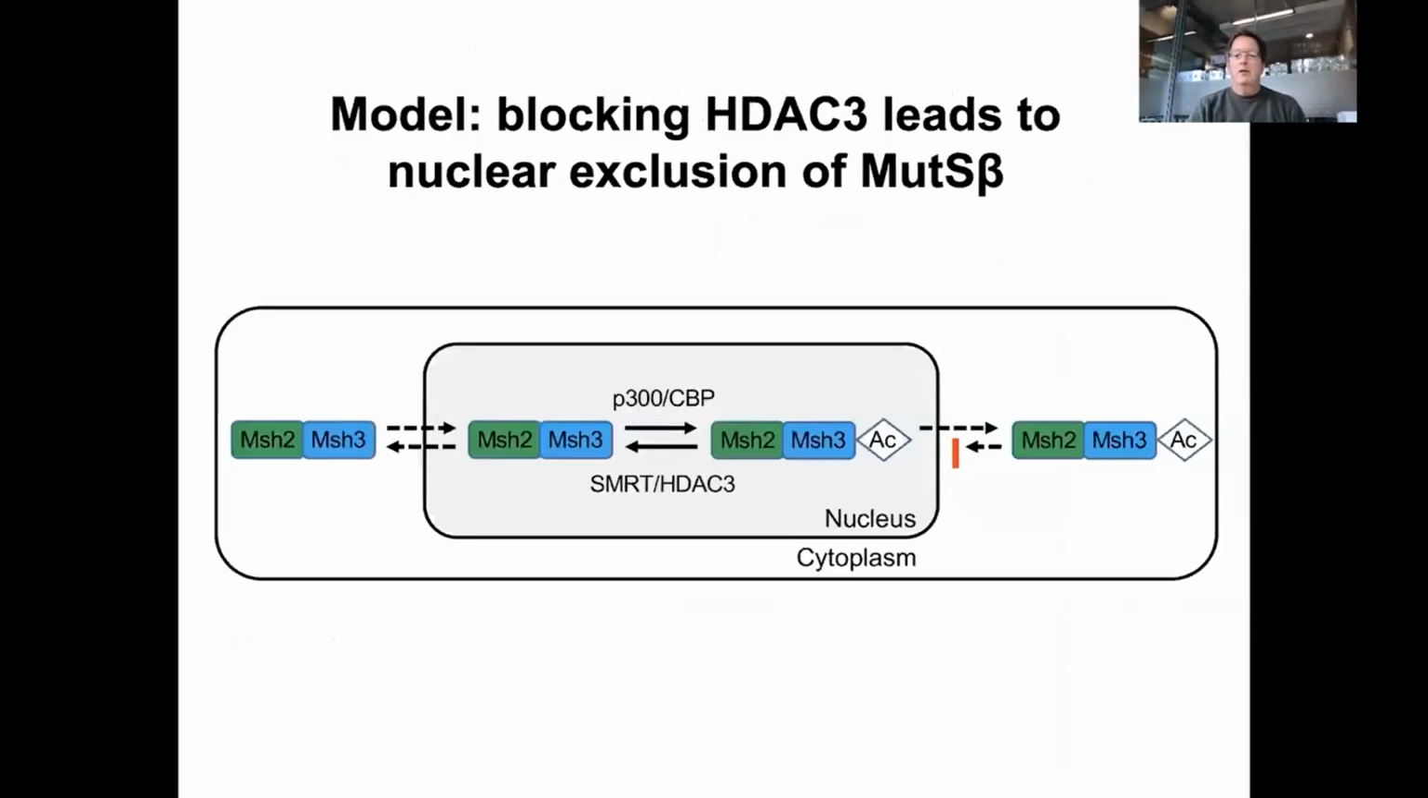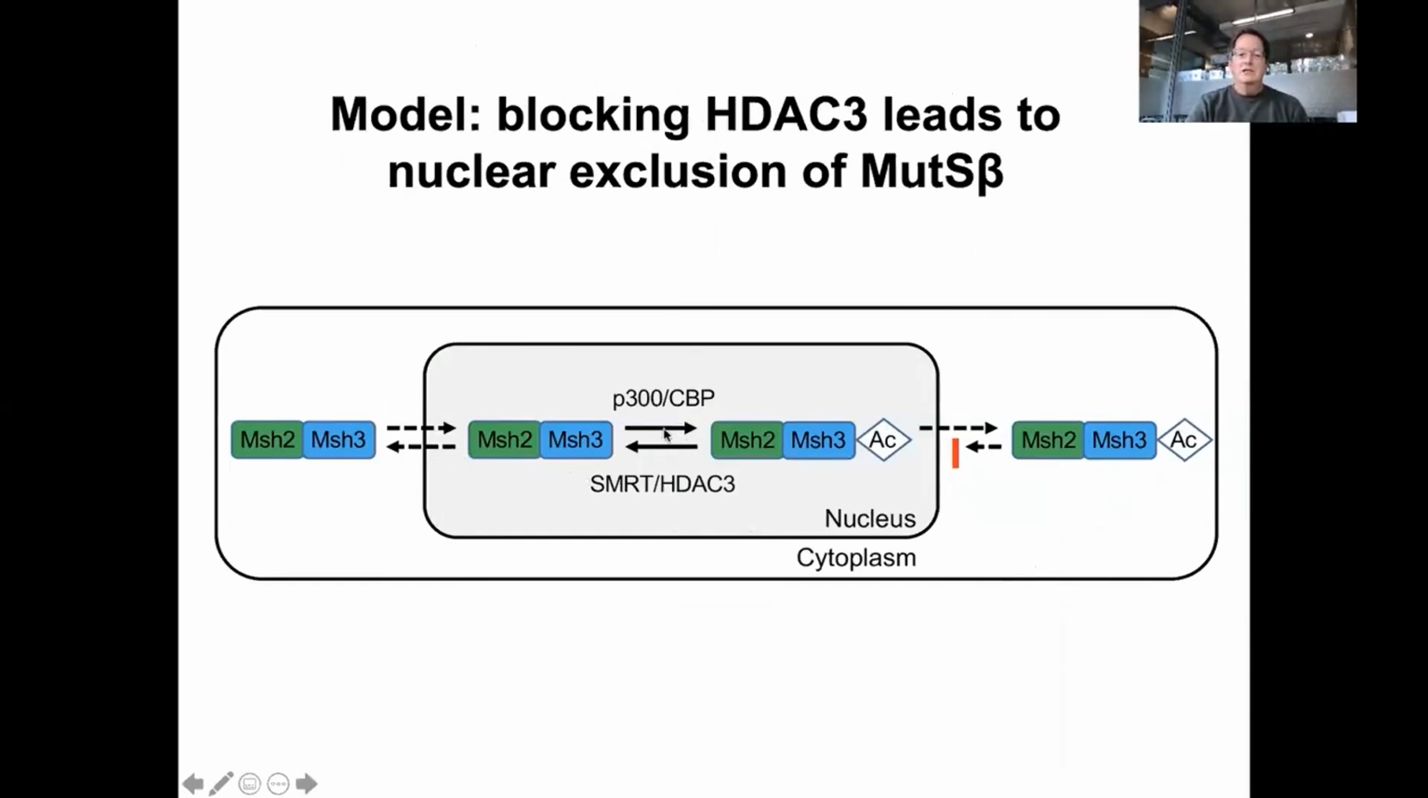So here's our model then. In this model, the outer oval is supposed to be the cell, and the inner oval is the nucleus. In this model, MSH2/3 form mu-beta in the cytoplasm, and it can freely enter and leave the nucleus, as has been confirmed by other people.